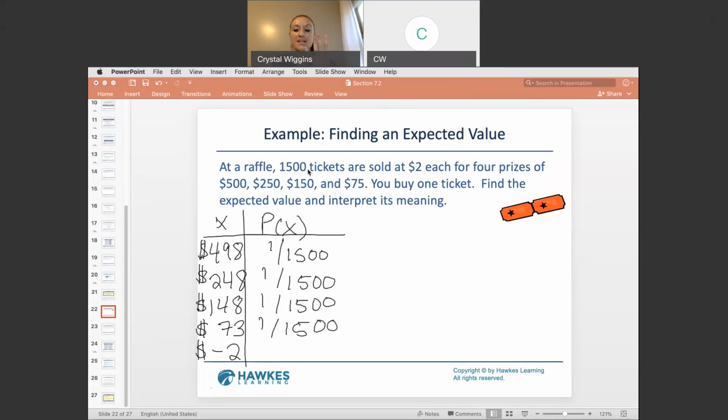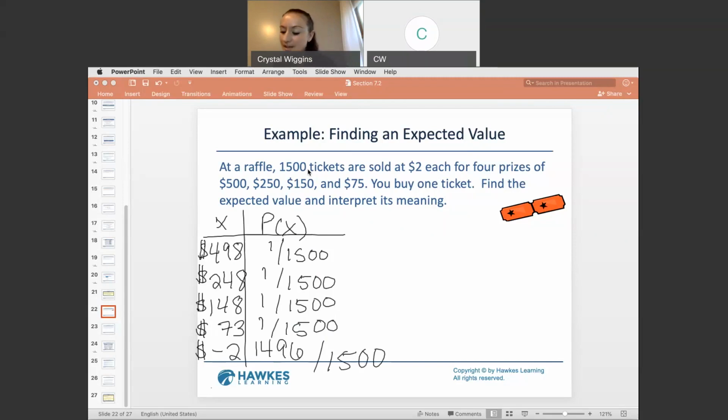Now, how many people are going to lose? Well, there's 4 prizes, 1,500 tickets. So 1,500 minus 4 is 1,496. So there are 1,496 tickets that will be losers out of 1,500 total tickets, giving you a very high probability of losing.